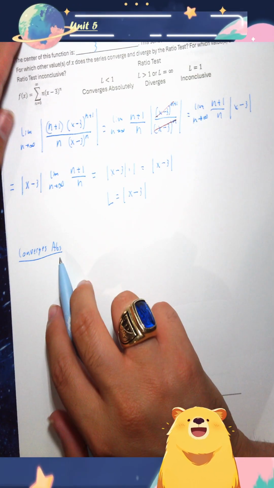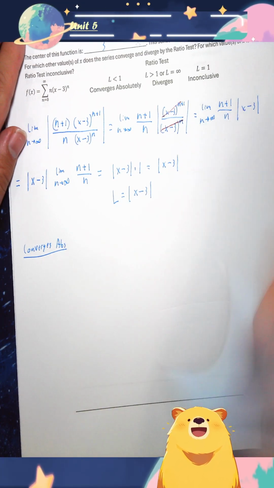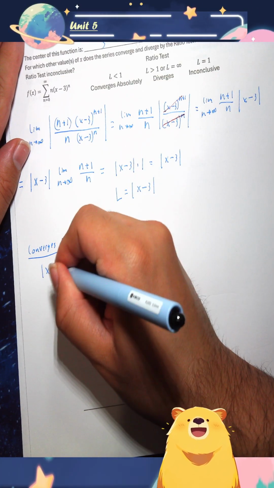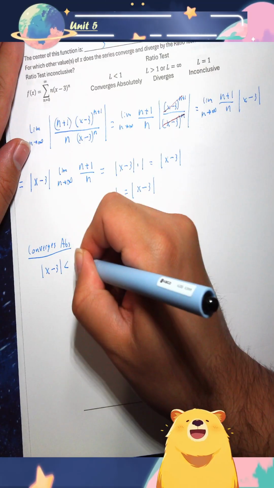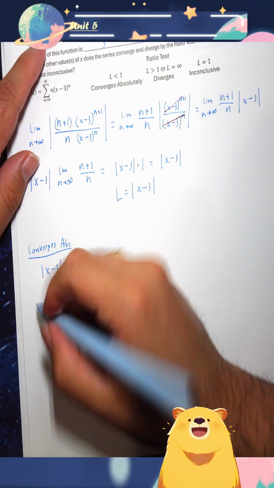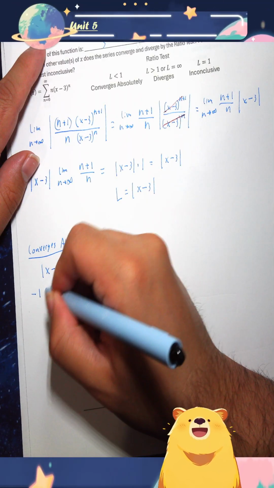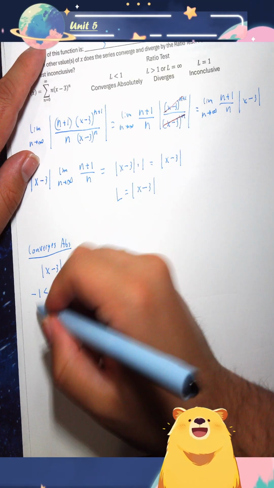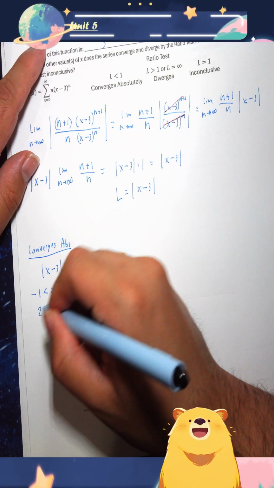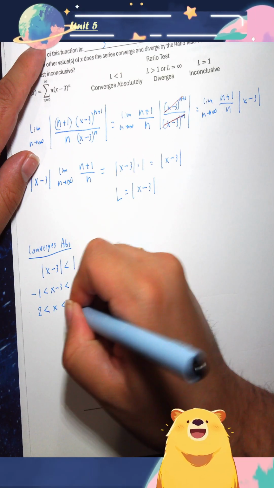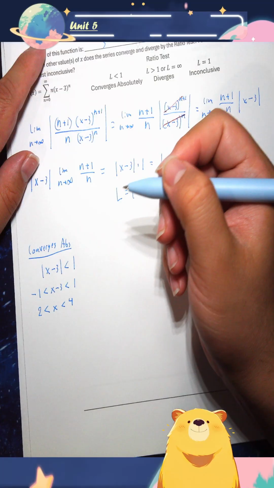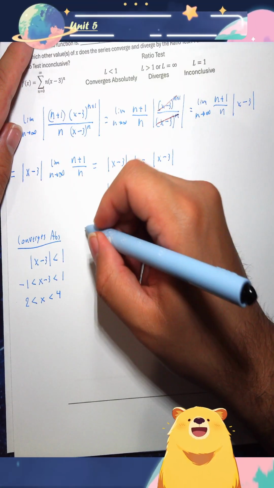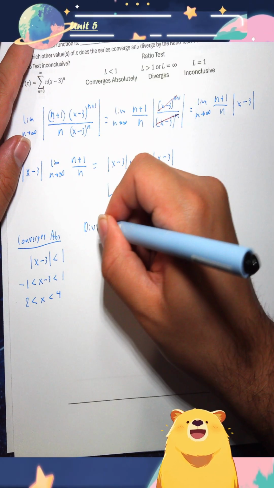Converges absolutely. We know that just when L is less than 1, so that means I'm going to set the absolute value of x minus 3 to be less than 1. Solving for this inequality lets me split: -1 is less than x minus 3 is less than 1. And then plus 3. So what is that? 2 is less than x is less than 4. Okay. And then we have diverges.